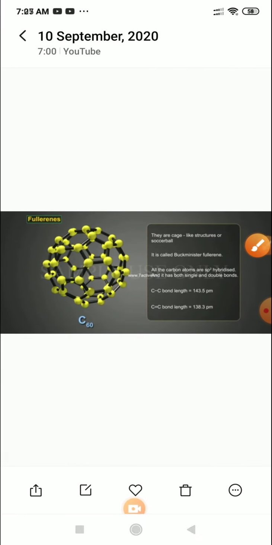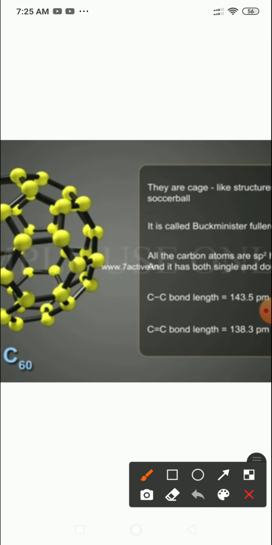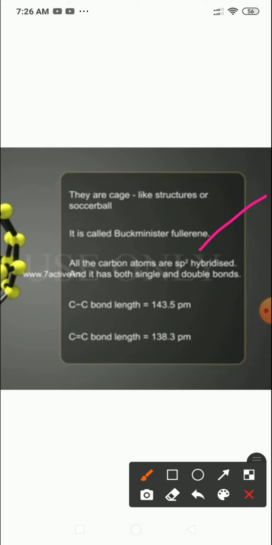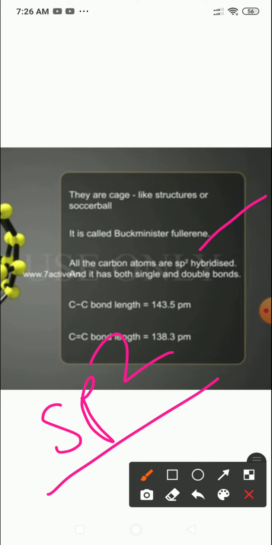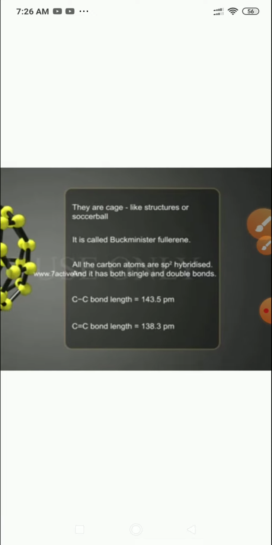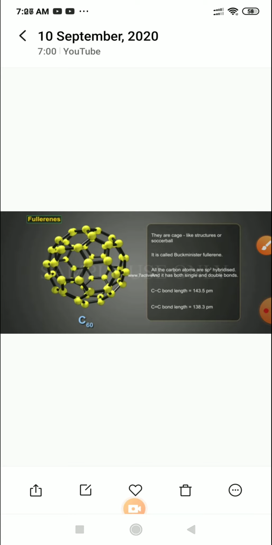Fine. Next is the fullerene. You can see the picture of fullerene, and this is a ball-like structure. You can say this is a cage-like structure or a soccer-ball-like structure. It is called Buckminsterfullerene because of the name of the architect. All the carbon atoms in it are also sp2 hybridized, and it has both single bonds and double bonds present to balance the valency of the carbon atoms. So this is the fullerene, and this is the allotrope which we already discussed.